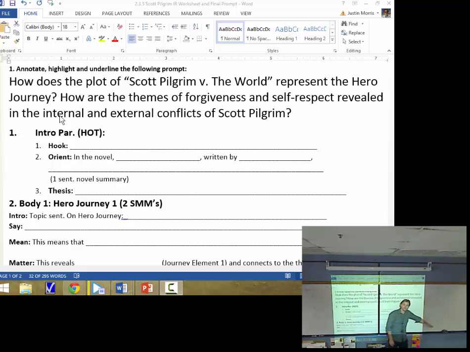Inside of your body paragraphs, you can develop details saying this is the type of hero element it is, and then whether it's an internal or external conflict, and how it shows the theme. So for each one of these, you'll have one same matter that's the internal conflict, and one same matter that shows the external conflict. Does that make sense? So theme 1, internal conflict, same matter, external conflict, same matter. Theme 2, same, internal, external.